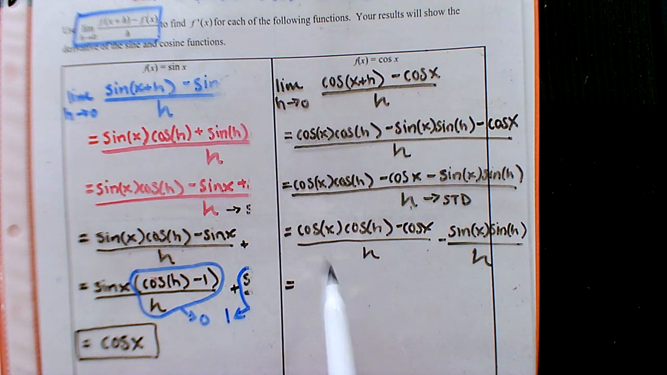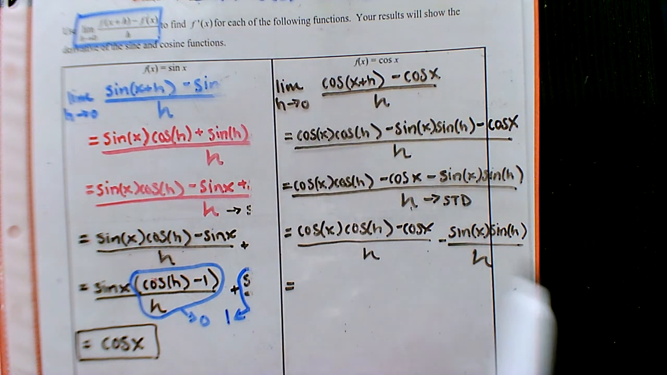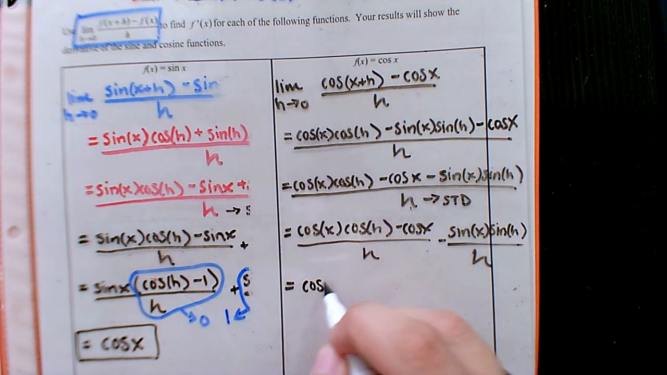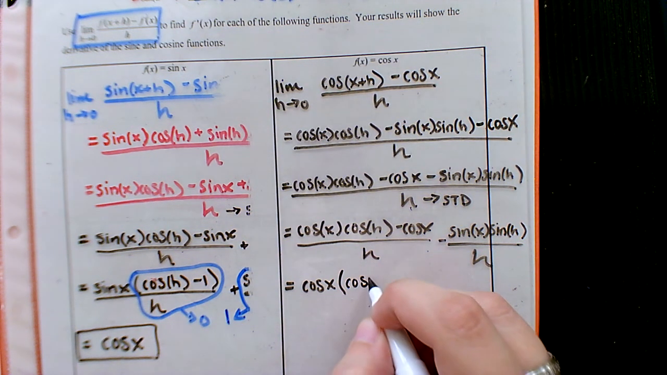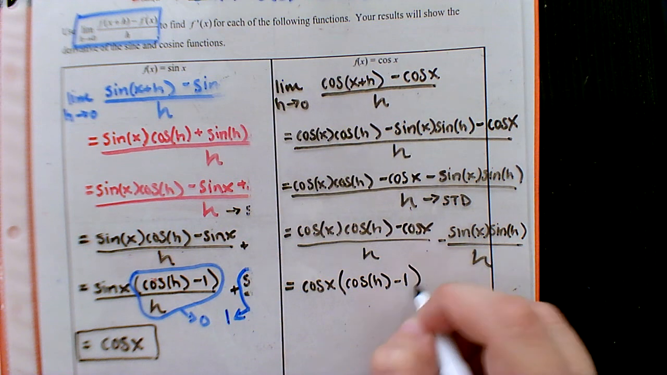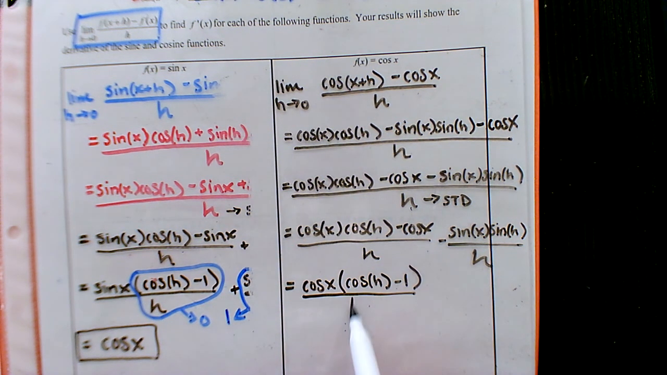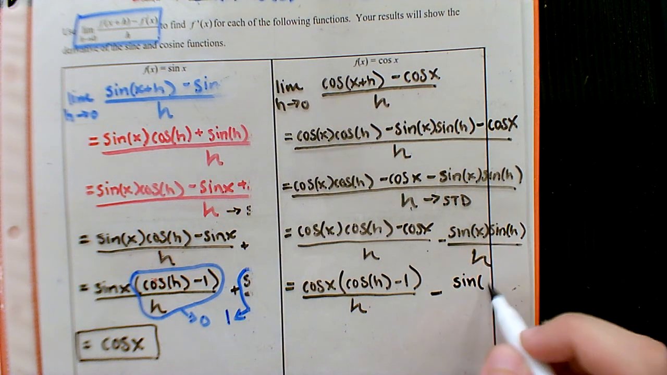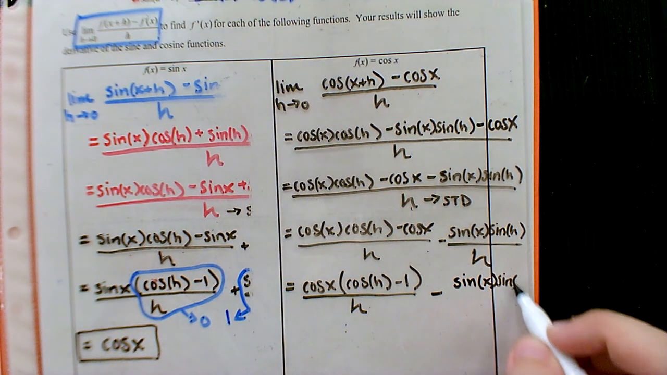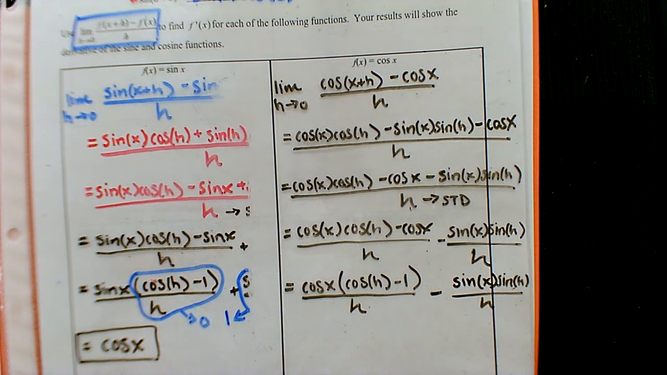Notice how in the first fraction they both have a cosine x in common, so we can factor that out. And we're left with a cosine of h minus 1. There really isn't anything we can do to the second fraction. Alright, so something should be happening here that's going to allow us to cancel or get rid of some things.